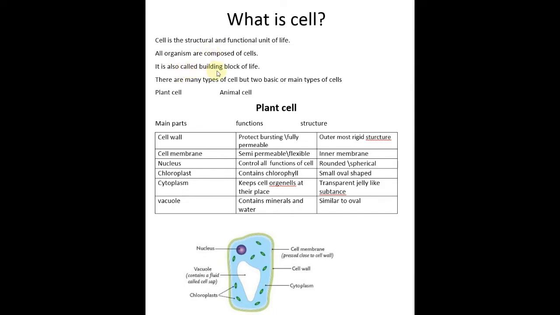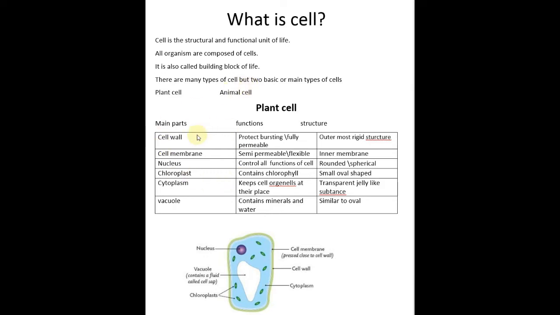We used to call it also the building block of life because they build us. They build all the living organisms. Like human. Human contains billions, 100 billions of cells. So there are two main types of cells. There are many types of cells, but basically, if we divide cell into two types, we will divide into plant and animal cells. In this video, we will be learning the plant cell first.